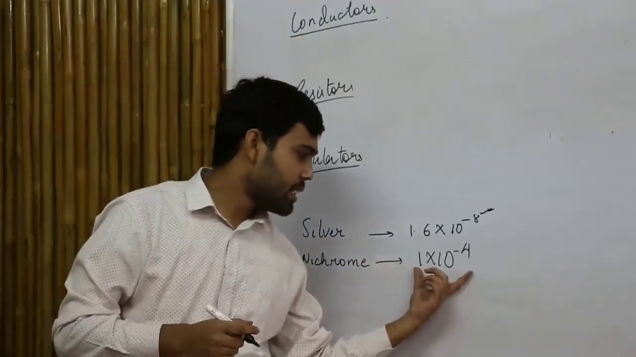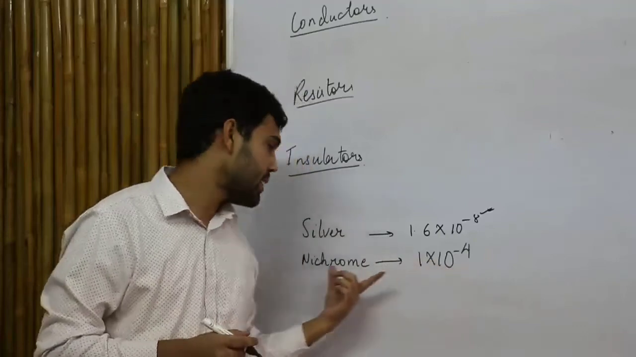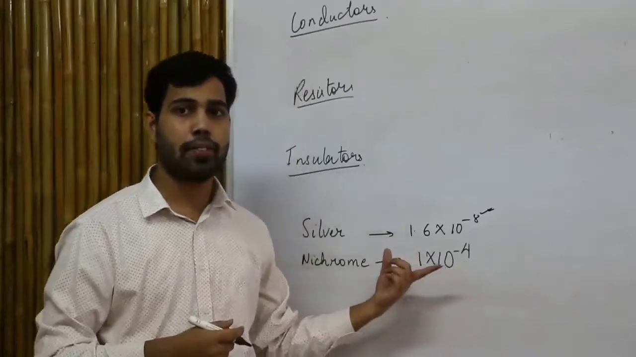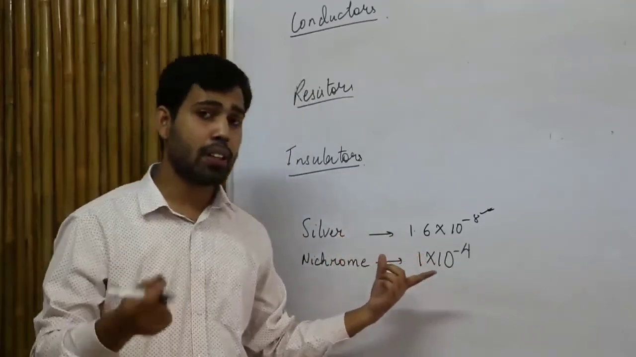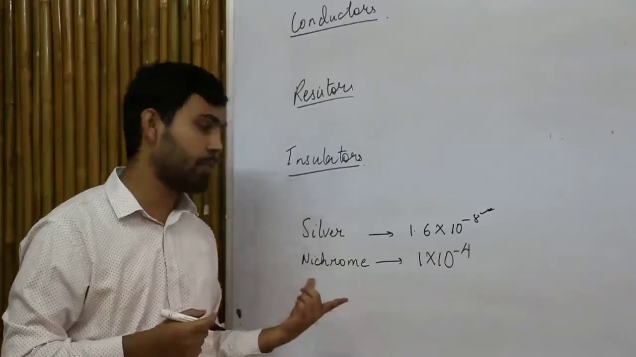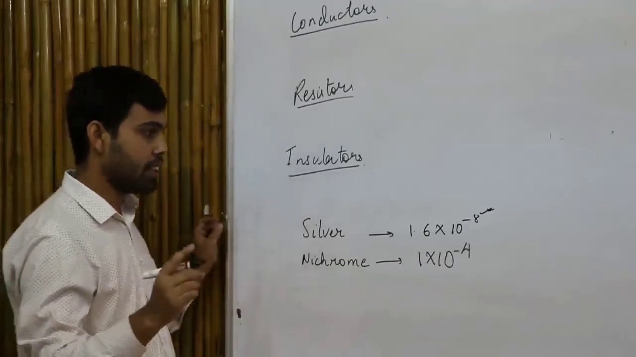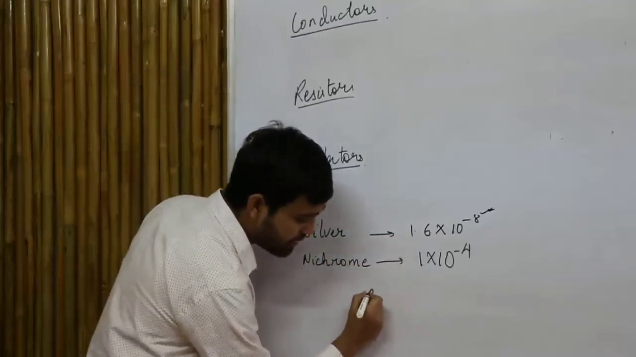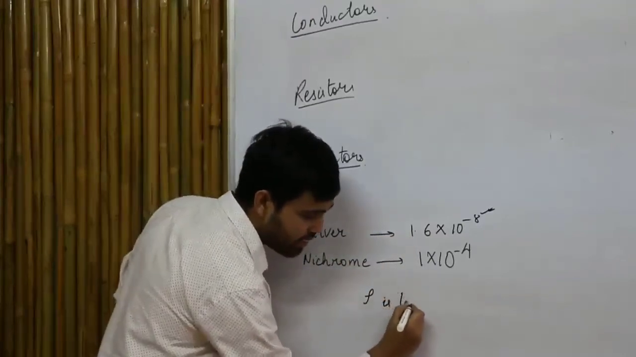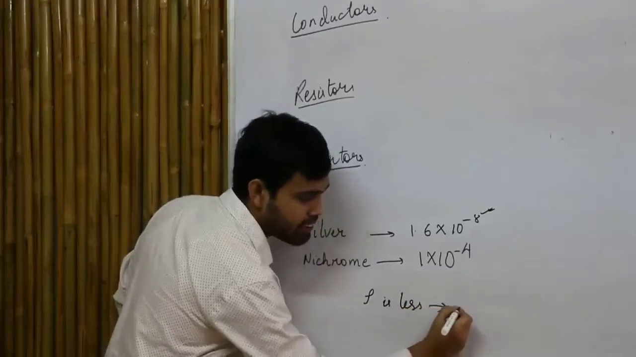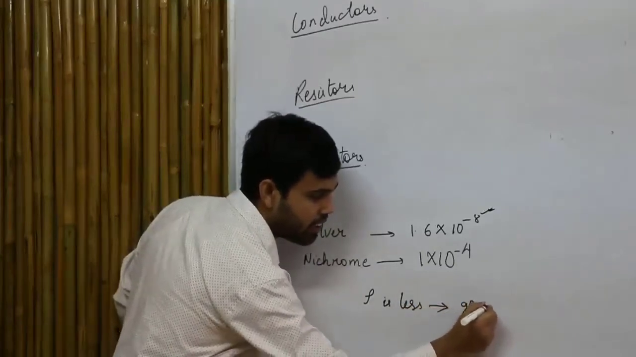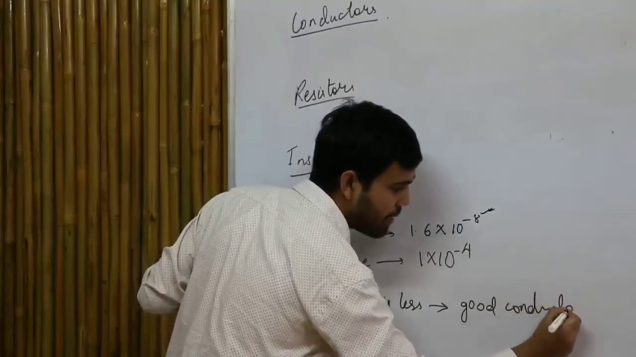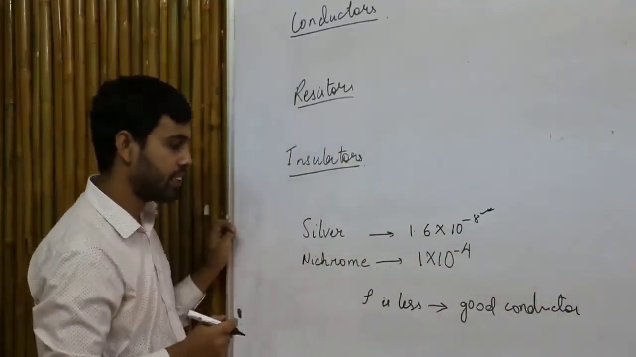Whereas if the specific resistivity is more, like in this case of nichrome, the resistance will be more and the current flowing through it will be less, and correspondingly the heating effect due to this material will be very large. So keep these points in mind. If my specific resistivity is less, this implies that the material is a good conductor of current. For example, silver is a good conductor of electric current.